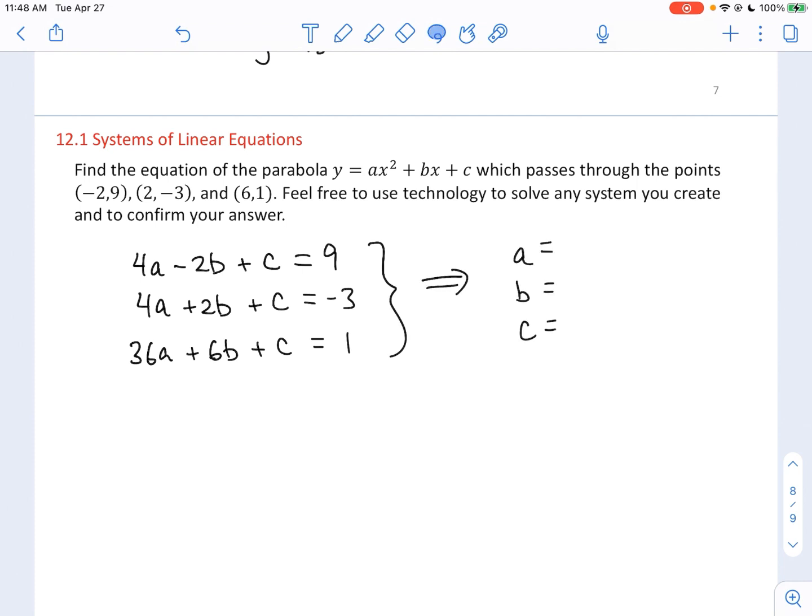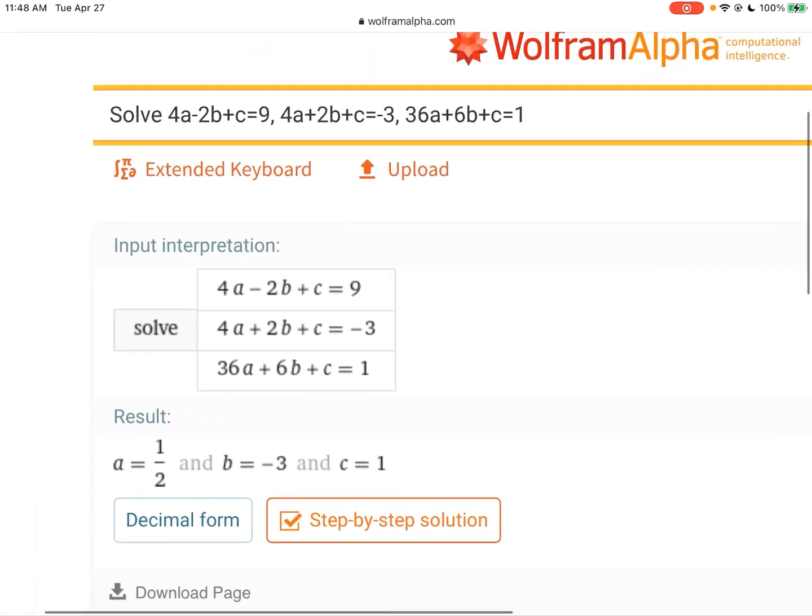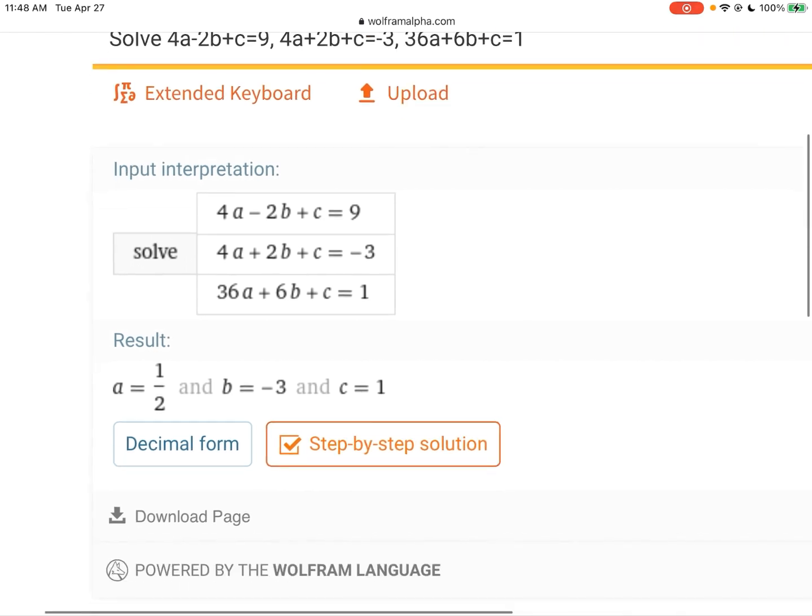Don't get hung up on the fact that we have different variables. It doesn't matter. These don't have to be x, y's, and z's. To do this with Wolfram Alpha, in the input line, you just type in the word solve, and then type in your first equation, comma, your second equation, comma, and your third equation. Then you hit enter, and it should show you the interpretation. It should write the system down and make sure it looks right. And then it gives you the result, what a, b, and c are.